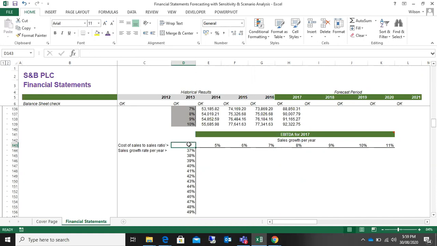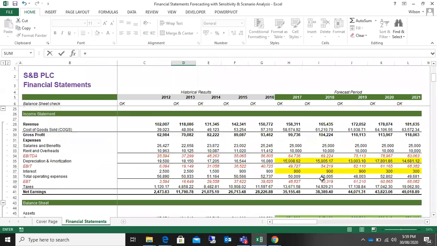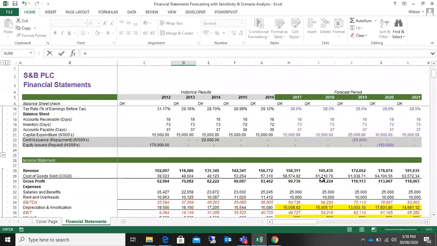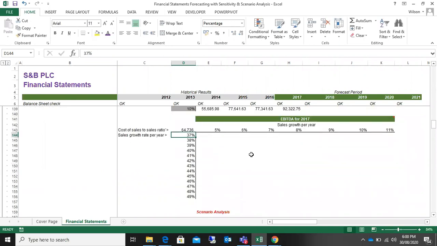So the first thing we do is I will just come here and say equals to. Then I'll go and pick EBITDA. I can say EBITDA for 2017. I will go up and pick EBITDA. This is EBITDA for 2017, and I'll press OK. All right, so that's the first step you take.